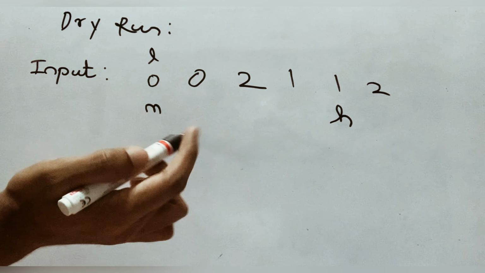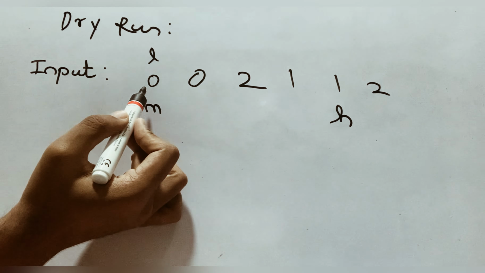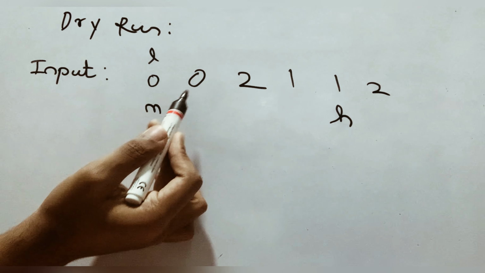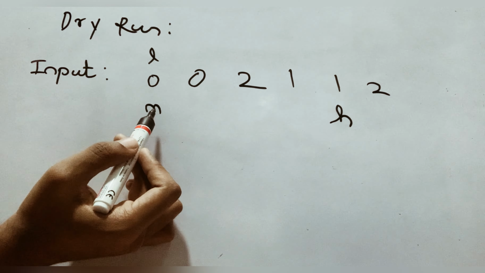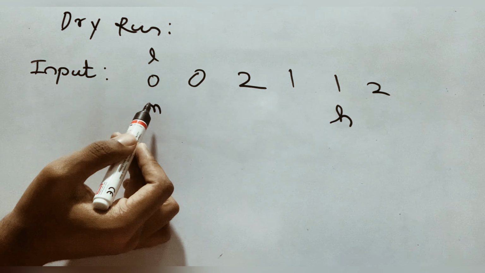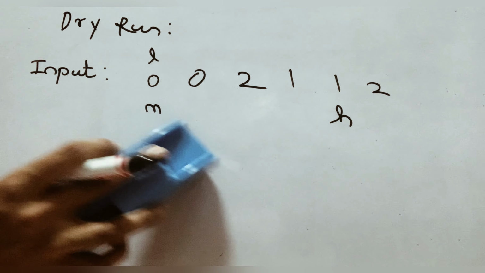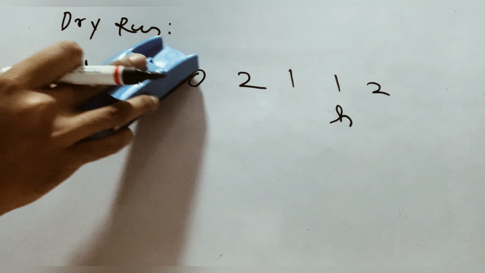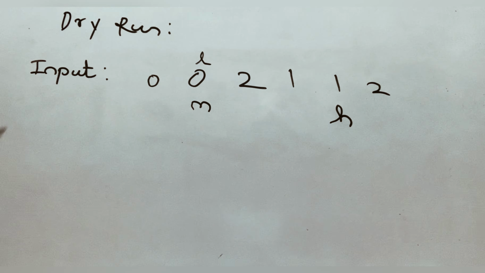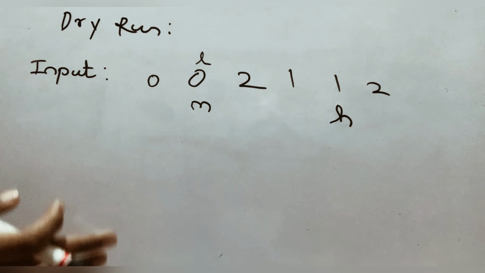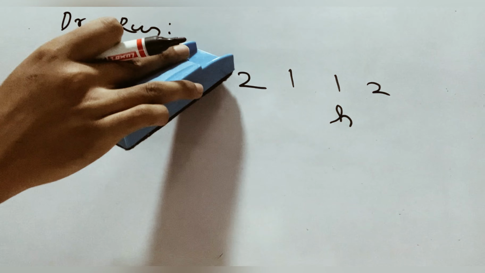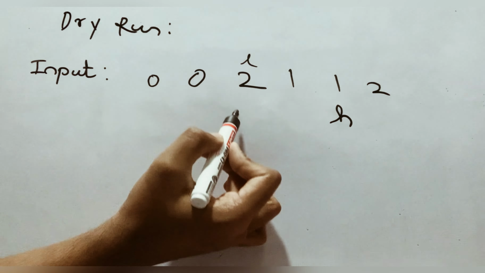Now the mid is 0. We saw in the pseudocode that if it is 0, there will be swapping between low and mid, and both will get incremented. As low and mid are standing at the same place, the swap changes nothing, it will be 0 only, and both will get incremented. So both low and mid will increment. Now again the same thing will happen, because it is 0 only. They will get swapped and low and mid will increment.